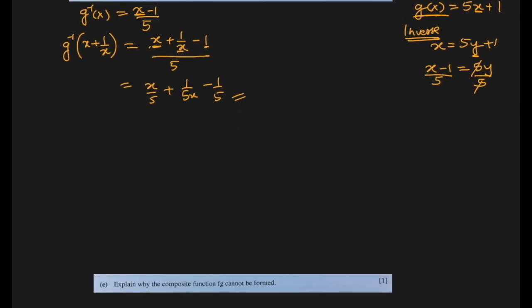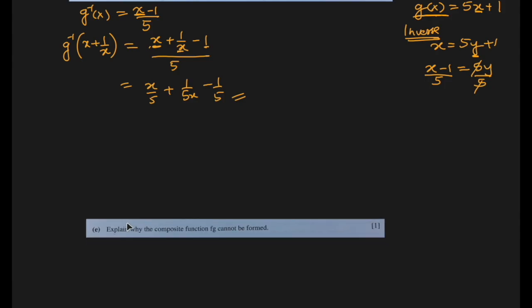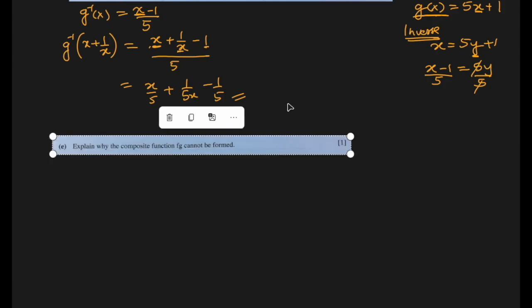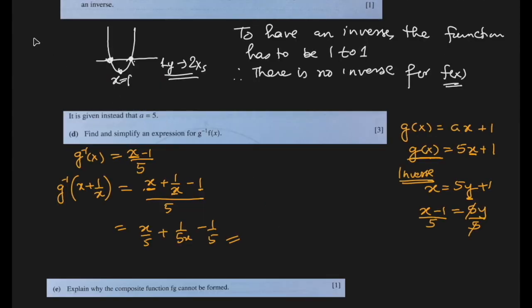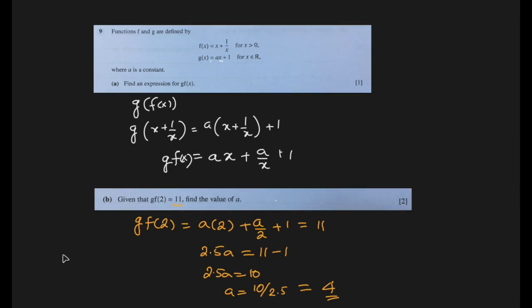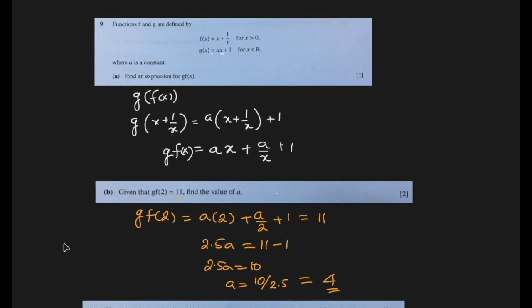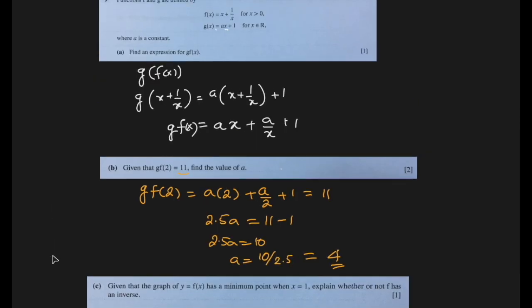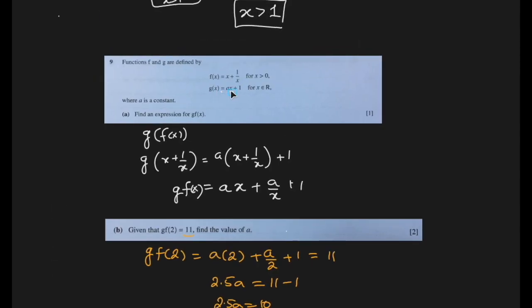Explain why the composite function fg cannot be formed. We just did gf, right? Earlier gf was possible, but fg is not possible. So f and g inside ax plus 1, but it's a linear function inside this. So let's try it here: ax plus 1 over ax plus 1.